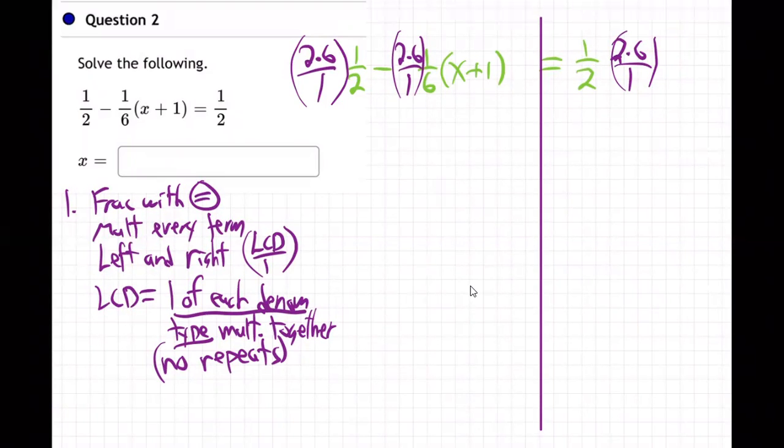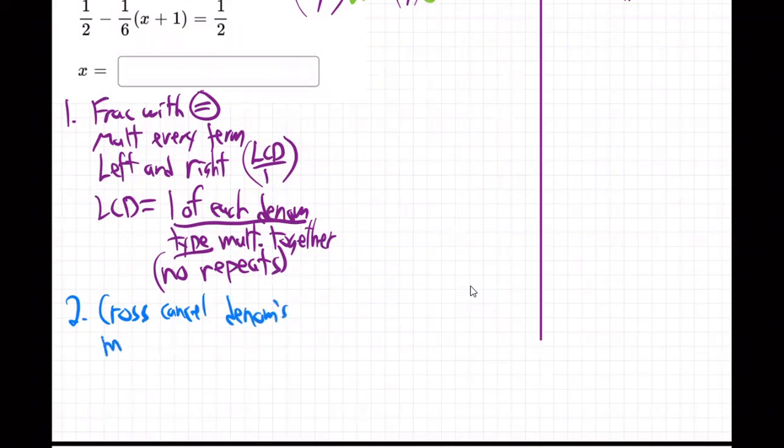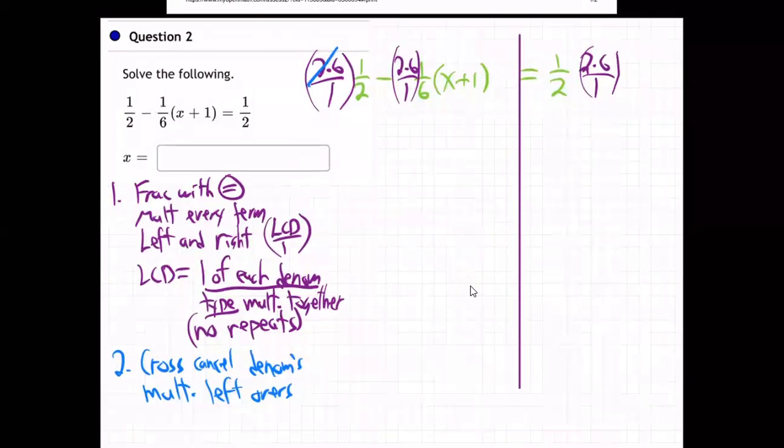All right. And now what is step number 2? Cross cancel the denominators, multiply whatever is left over, the leftovers. So 2 cancels 2 and multiply whatever's left over. 6 times 1, that's just 6. Divided by 1 is still just 6. Is that good so far? I cross canceled, meaning top to bottom, diagonal, the denominators, and multiply what's left over. Same thing here. 6 cancels 6. Multiply what's left over. 2 and 1 is 2.